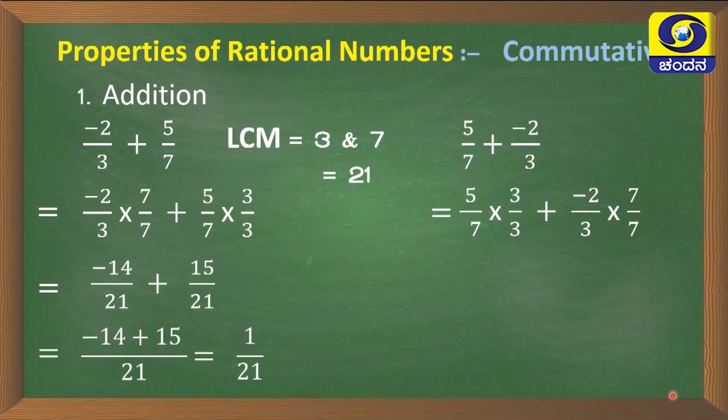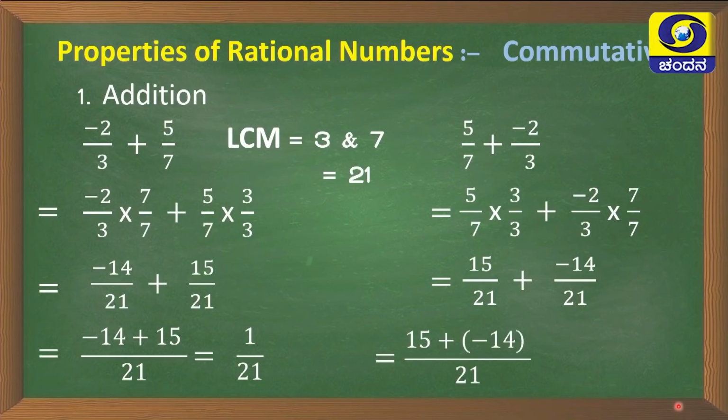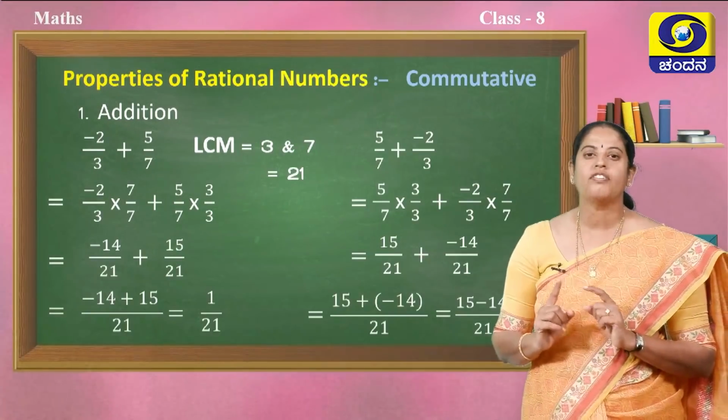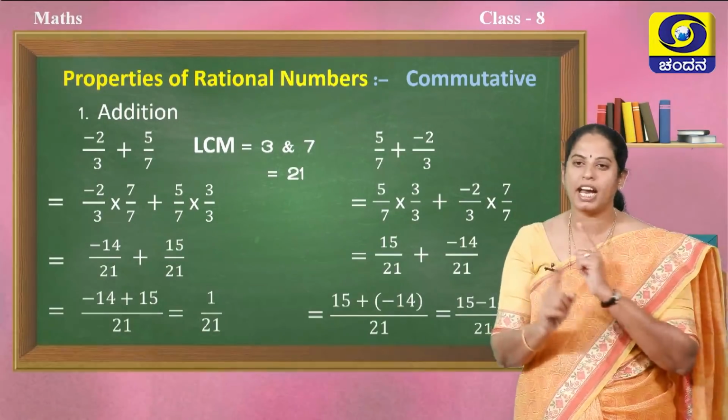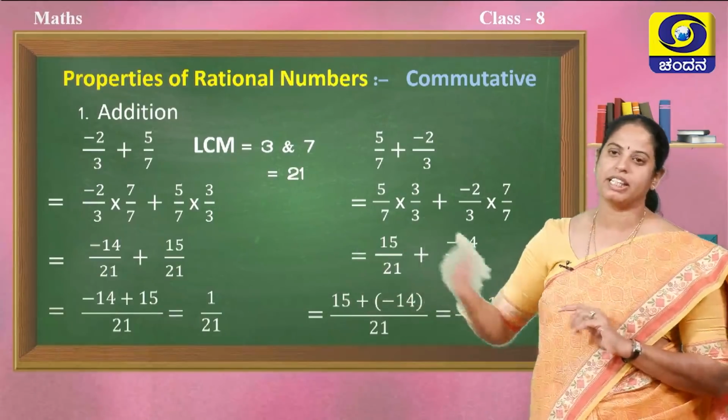So, multiply the first rational number 5/7 with 3 to make the denominator 21, and the second rational number with 7 to make the denominator 21. We got 15/21 plus -14/21. By taking 21 as the common denominator, now we are going to add -14 to 15. When we add -14 to 15, the result is 1/21 only. In both the cases, the sum remains the same, even though we change the places of the addends. We are getting the same result, children.